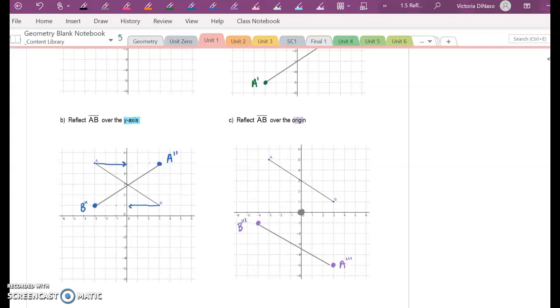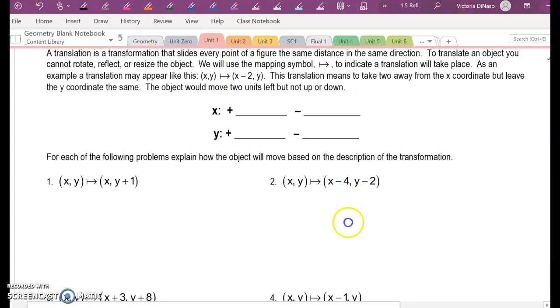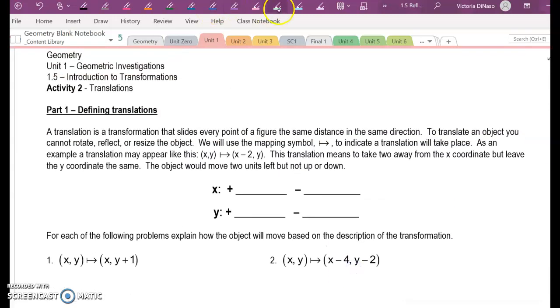The next thing that we're going to learn is translations. So when I translate a point, we use a very specific mapping. This symbol denotes that we are going to be translating. If we have x plus, we're talking about the right. If we have x minus, we're talking about the left. So moving left and right. When we have y plus, we're going up, and y minus, we're going down.